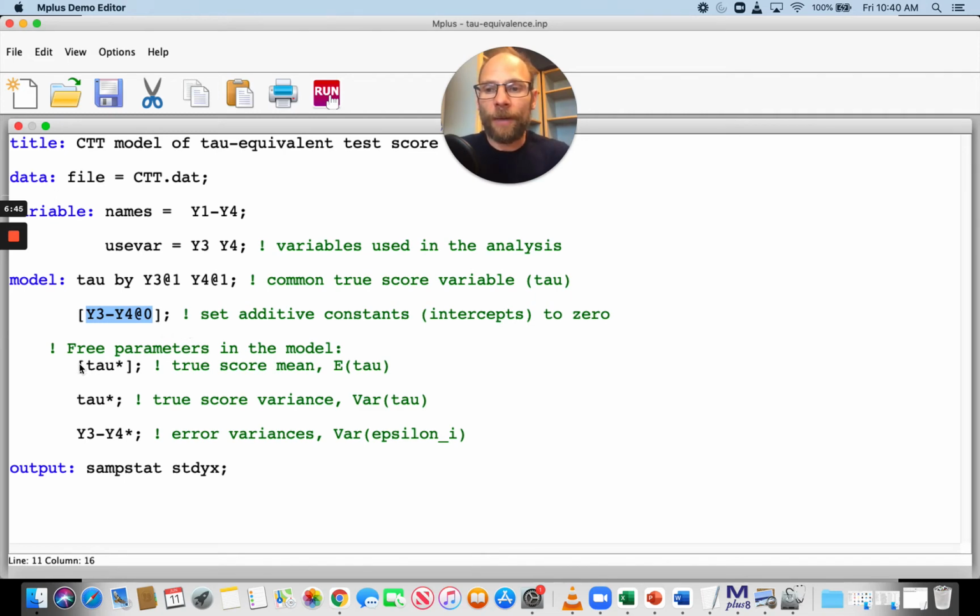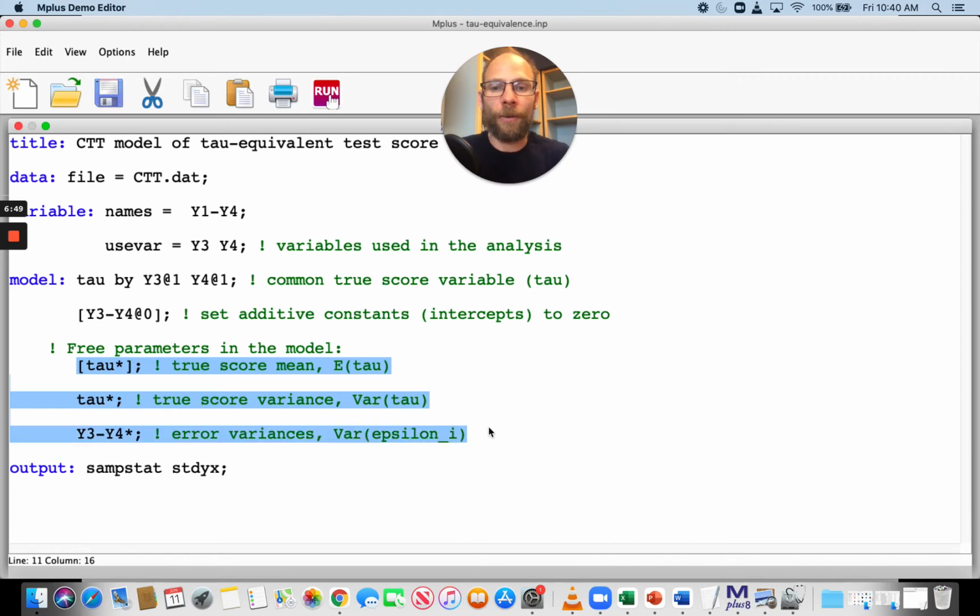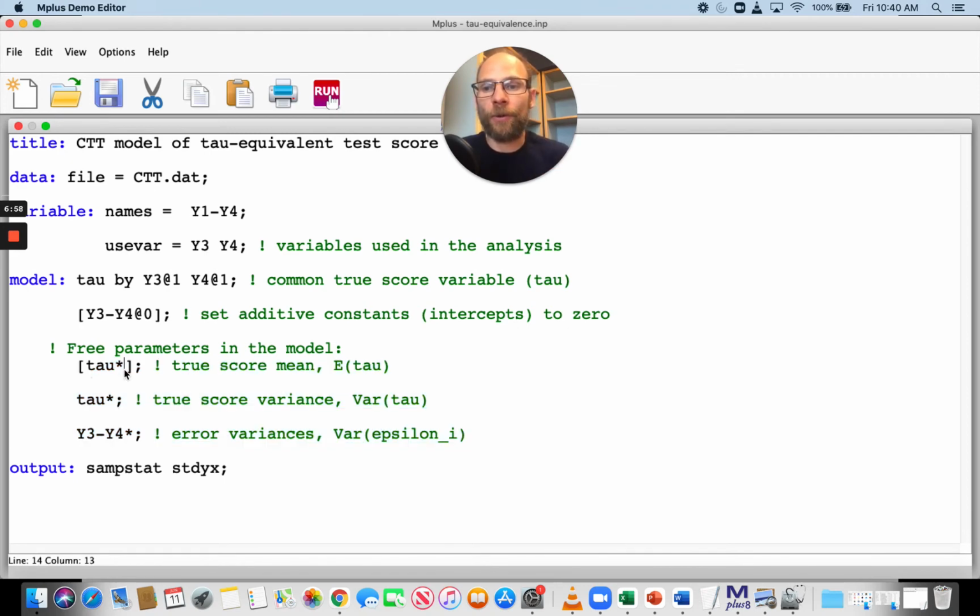Now let's take a look at what the free parameters are in the model, and I made those explicit here, although you wouldn't necessarily have to do that for all parameters in Mplus. One parameter that you do have to let Mplus know that you want to estimate is the true score mean, because by default Mplus does not give factor means and assumes that the factors have means of 0. So I requested the estimation of the tau mean by putting that label in brackets and then putting a star there. So then Mplus will estimate the latent mean.